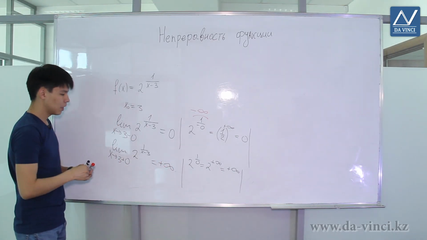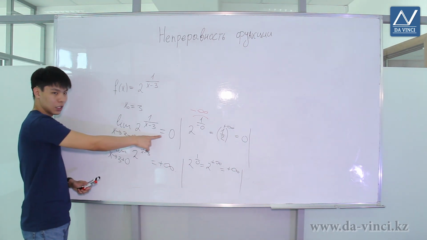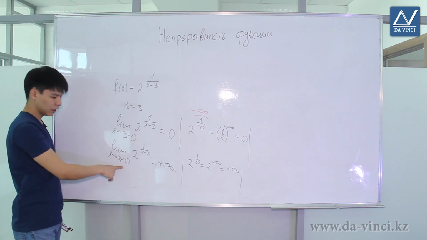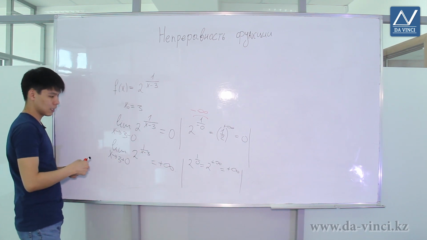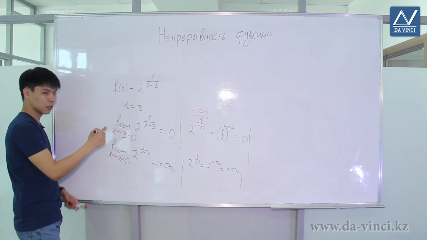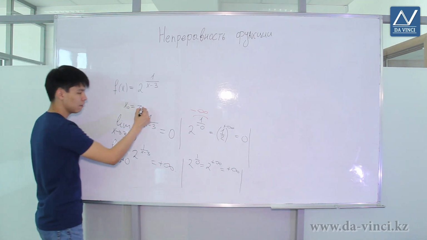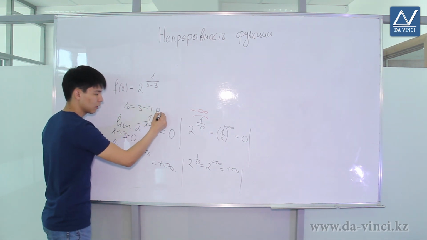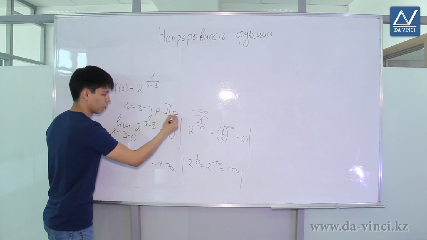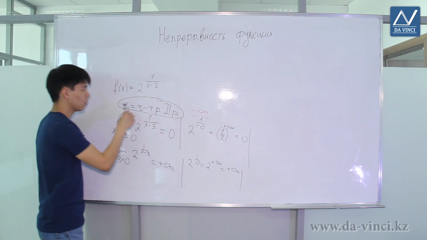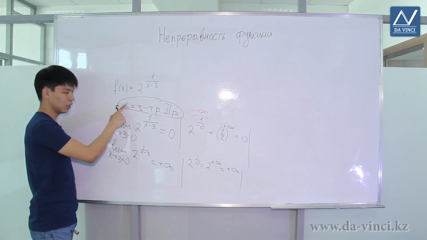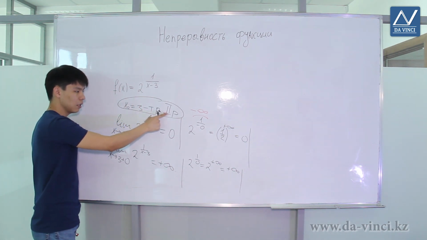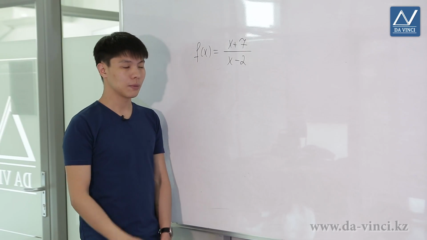Thus, we have a limit from the left, an ultimate 0. The limit from the right also exists, but it is infinite. In the case when we have infinity, the corresponding point is a discontinuity point of the second kind. That is, this function is discontinuous at the point x0 equals 3, and x0 equals 3 is a discontinuity point of the second kind. And let's consider the last example.